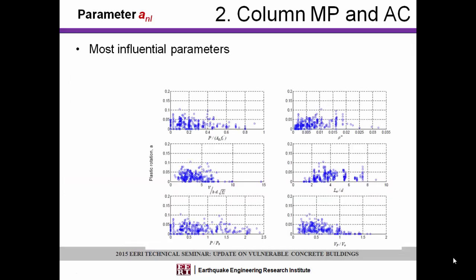So we looked at the most influential parameters. We plotted versus many things: axial load ratio, shear stress, and what came out to be the most influential were the axial load ratio. So this is for parameter A, the initiation of lateral strength loss: axial load ratio, transverse reinforcement ratio, and that Vy over V naught term. And this is not very different from what you currently have in ASCE 41, so it's not surprising these came out on top. I want to draw your attention here to the Vy over V naught term.